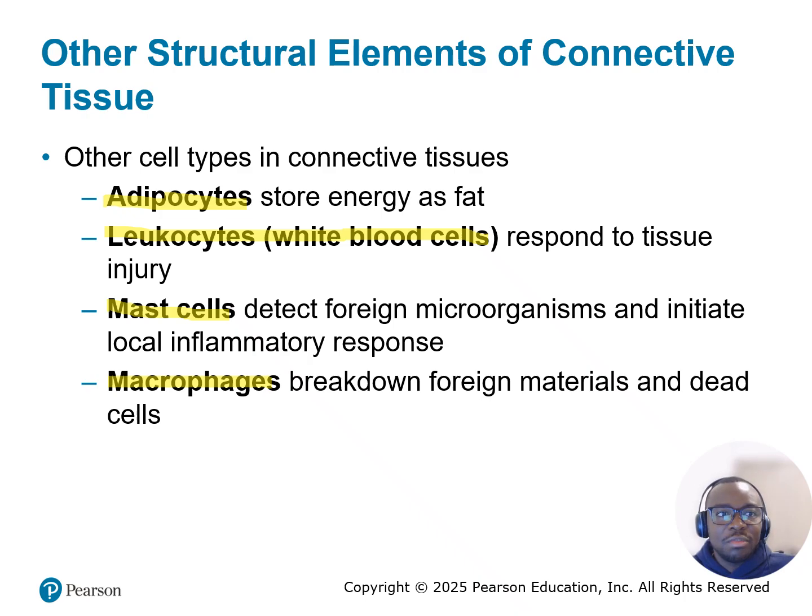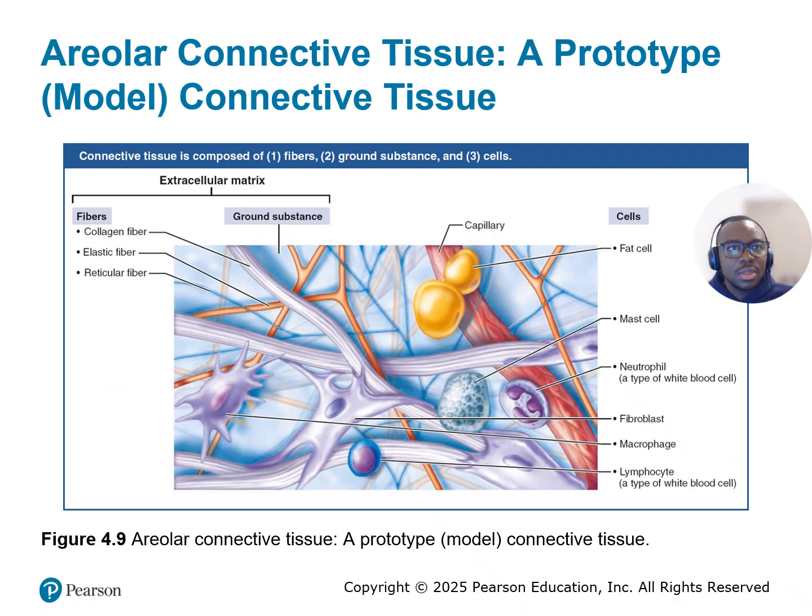Macrophages break down foreign material and dead cells. Macrophages can be fixed in connective tissues or migrate freely throughout the matrix. This diagram depicts the components of connective tissue and their arrangement. The major components are fibers, ground substance, and cells. Fibers and ground substance make up the extracellular matrix.